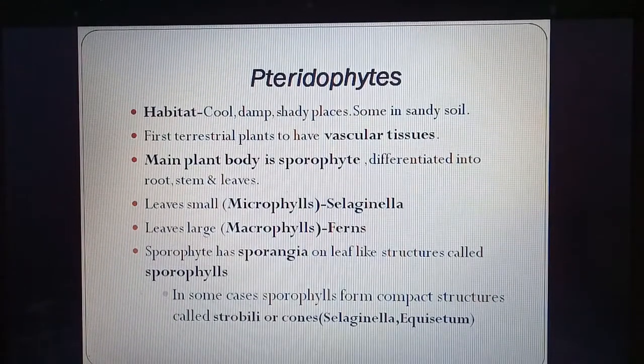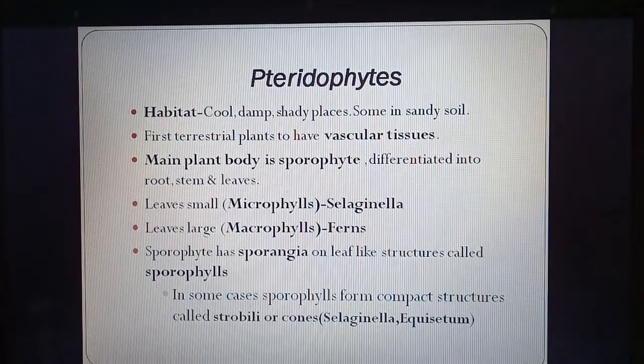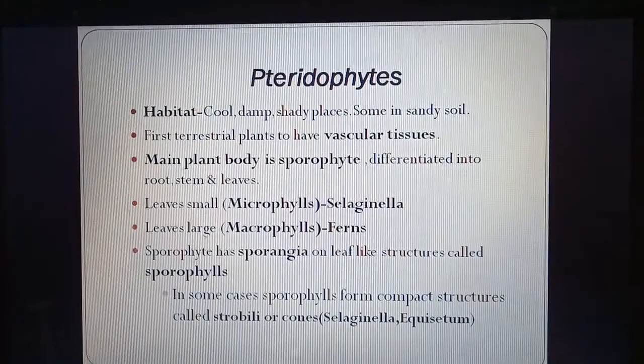In some cases, the sporophylls or these leaves, they form compact groups. They form small groups, and such groups are called strobili or cones. Example is Selaginella and Equisetum. Equisetum is also called horsetail because it resembles the tail of a horse.